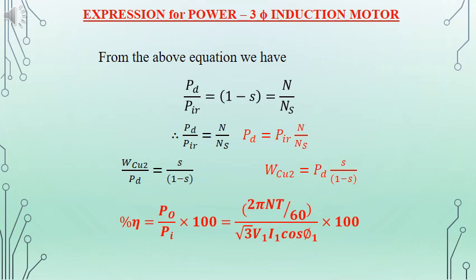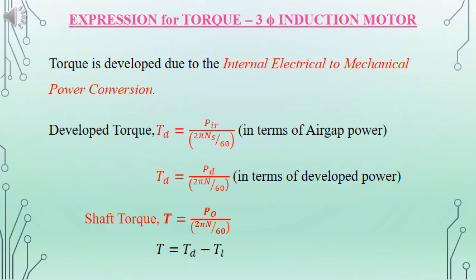We have the equation for the percentage efficiency as P output divided by P input, that is 2 pi nT divided by 60, divided by root 3 V1 I1 cos phi 1, into 100. The torque is developed because of the internal electrical to mechanical power conversion. We can write the developed torque in terms of air gap power as well as in terms of developed power. The only thing is that in both equations we have to consider different speeds.